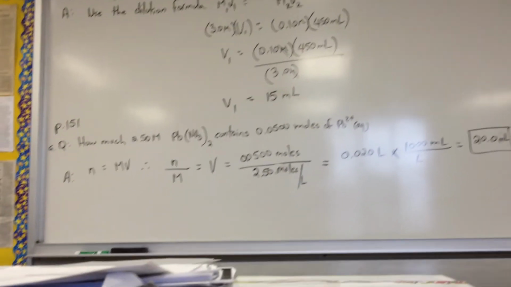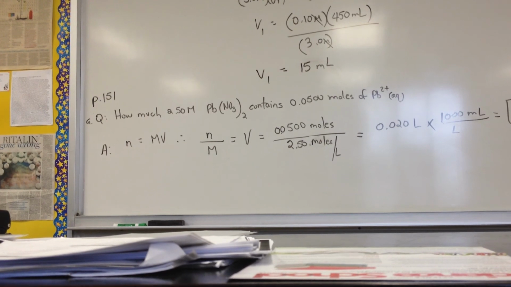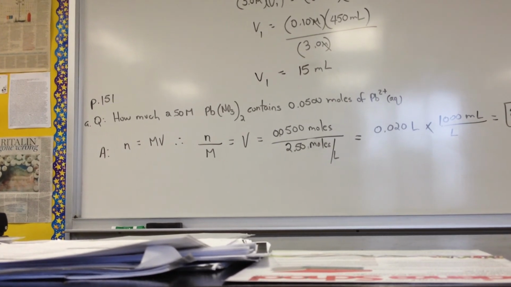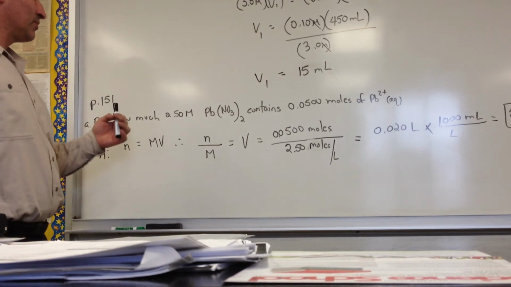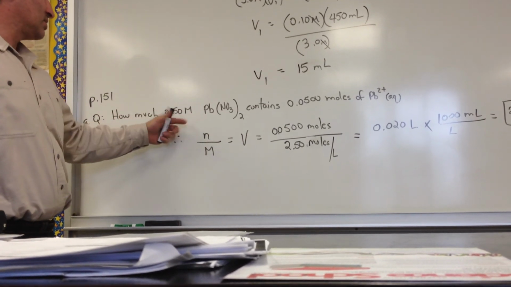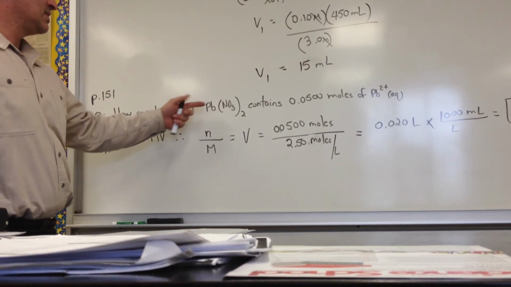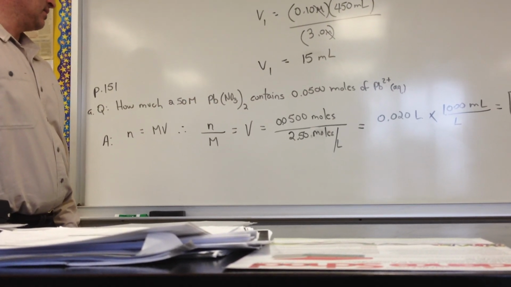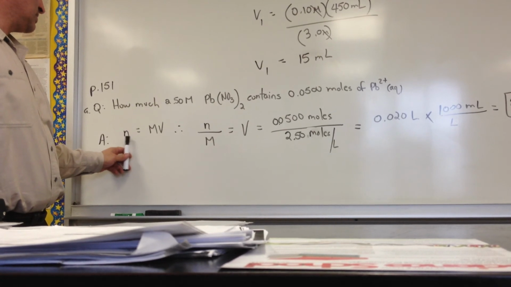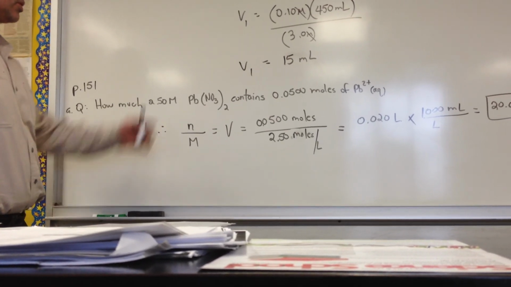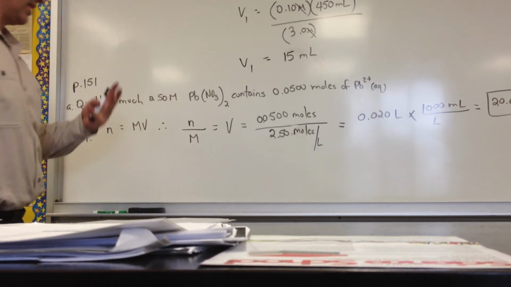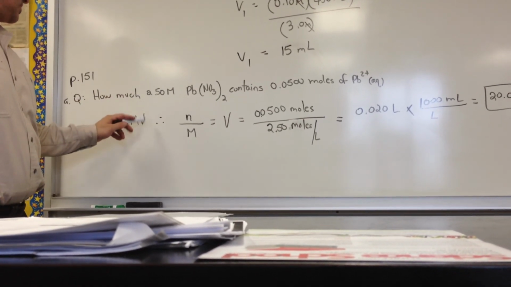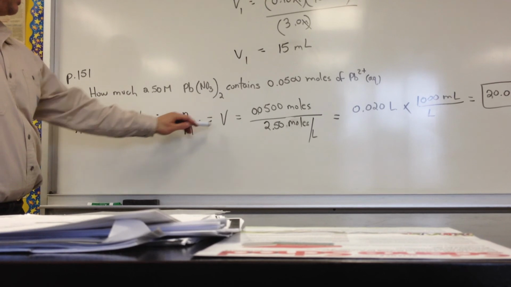The second question asks you to find how much volume of a solution which has a concentration of 2.5 molar is needed to get 0.05 moles of plumbous ion. So we use the equation n is equal to molarity times volume, so we just use one half of that equation. There are only 3 variables. They've given us 2, so we need to find the third one. We transpose the equation to find the volume.